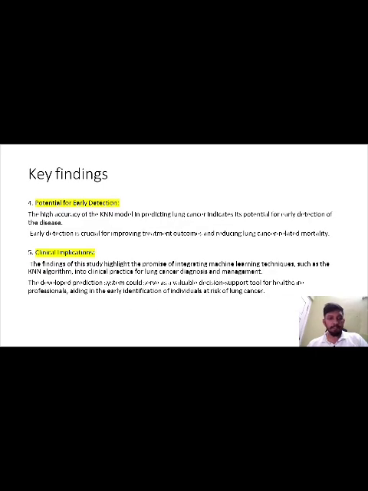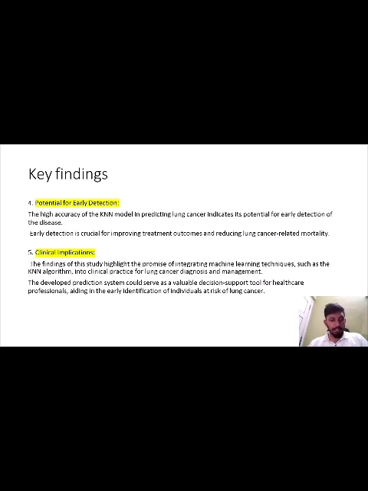Key findings. Point number 4. Potential for early detection. The high accuracy of the KNN model in predicting lung cancer indicates its potential for early detection of the disease. Early detection is crucial for improving treatment outcomes and reducing lung cancer related mortality.